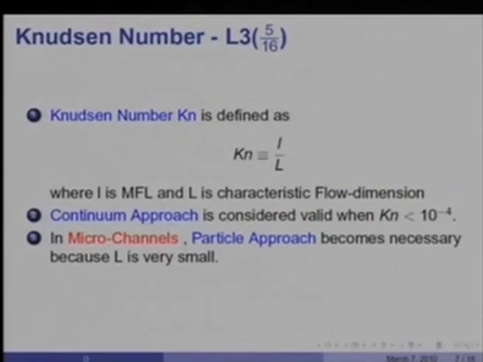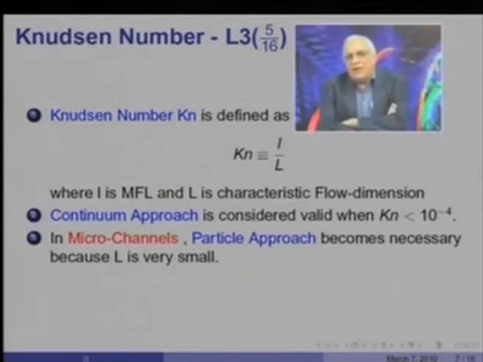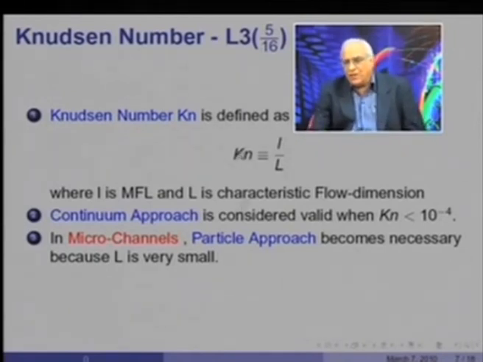As we move towards applications involving very small dimensions, called microscale heat transfer or nanoscale heat transfer, a quantity called the Knudsen number is a very important one. Knudsen number is simply the ratio of the mean free path length between molecules divided by the characteristic flow dimension, small l divided by capital L. And we say that the continuum approach is valid and is also experimentally verified when the Knudsen number is less than 10 raised to minus 4.